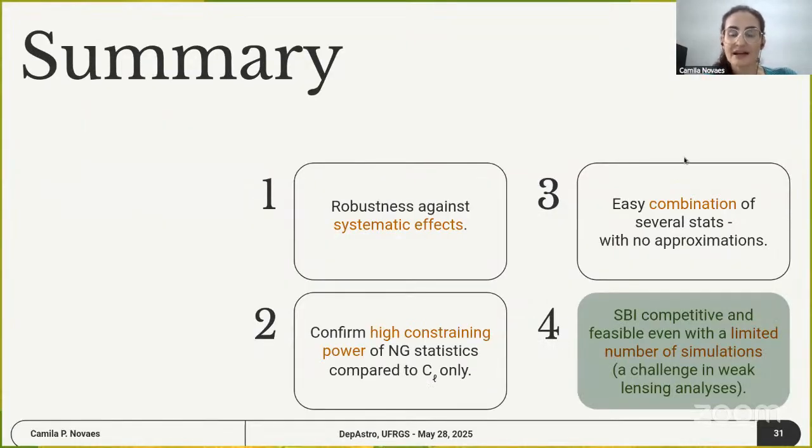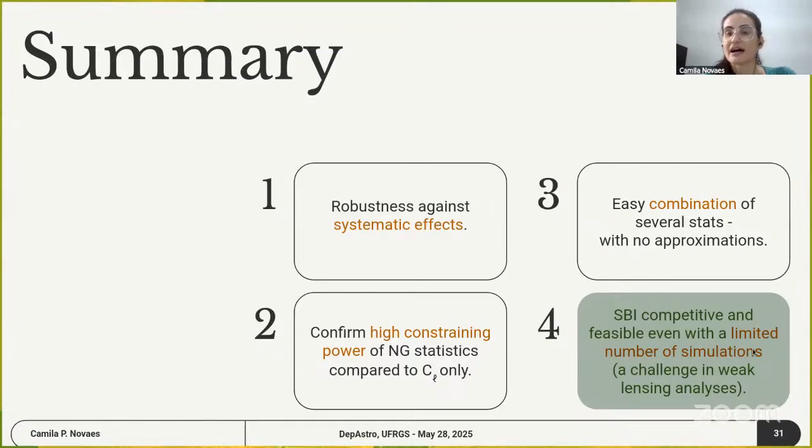So just to summarize our findings here, first, we could show with this analysis the robustness of the pipeline against systematic effects. We confirm the high constraining power of non-Gaussian statistics compared to the Gaussian statistics, to the angular power spectrum alone. We also see that it is relatively easy to combine several statistics, like we did here, combining Gaussian and many other non-Gaussian statistics, and we didn't have to do any approximation. So we can think here how it would be to construct, for example, a covariance matrix for all these statistics combined. It would be very difficult. And finally, we can see from these results that the SBI seems to be very competitive and feasible, even with this limited number of simulations.